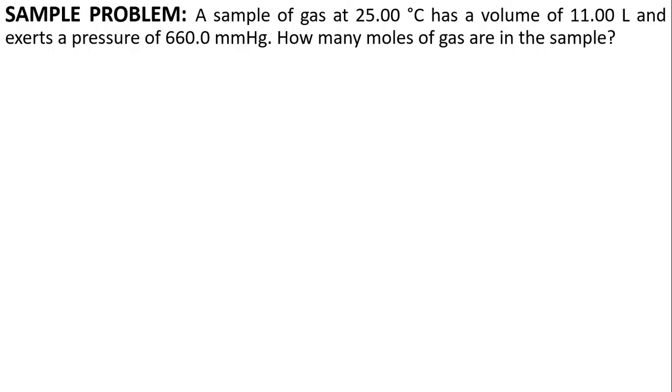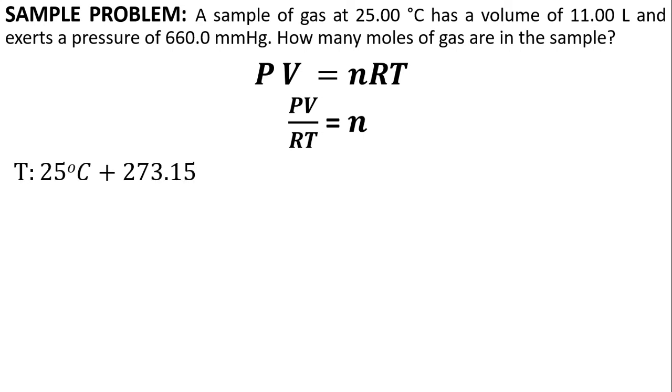A sample of gas at 25 degrees Celsius has a volume of 11.0 liters and exerts a pressure of 660 millimeter mercury. How many moles of gas are in the sample? Okay, so using this formula PV equals nRT, let's isolate n since that's what we're looking for. So temperature, let's convert this to Kelvin. This will give us 298.15 Kelvin.